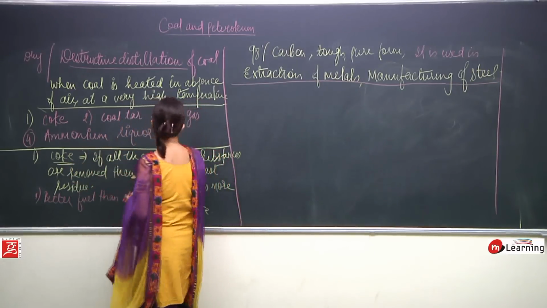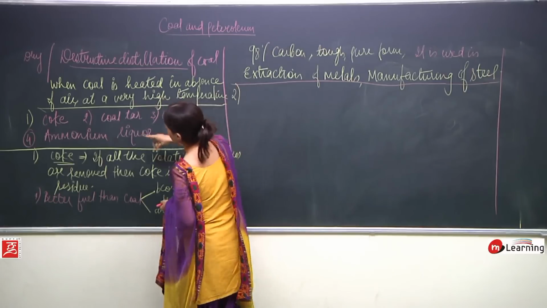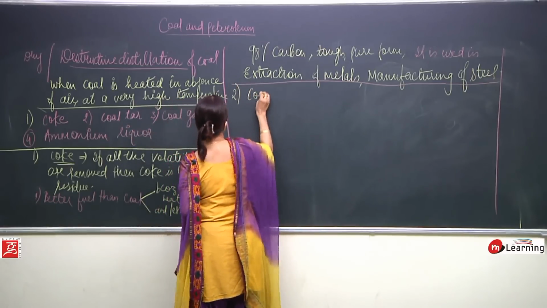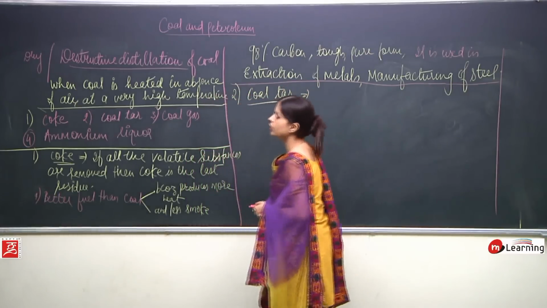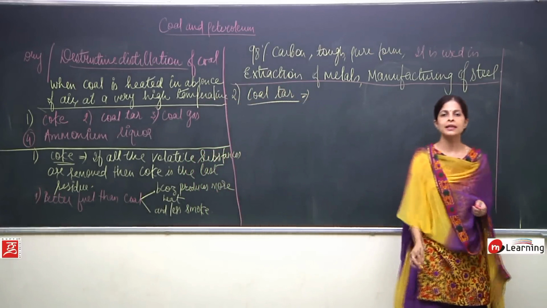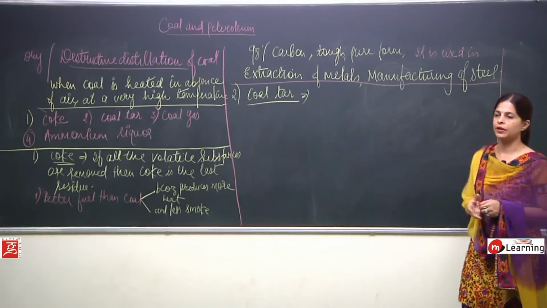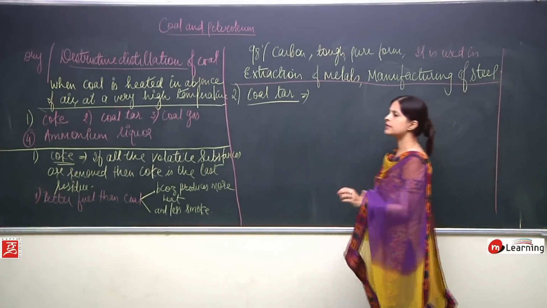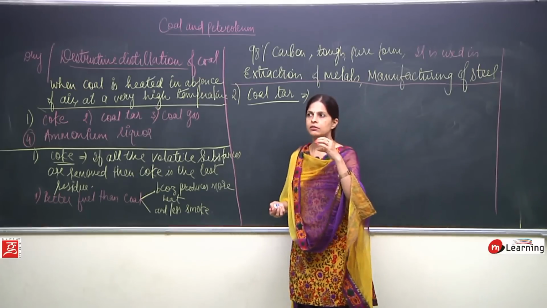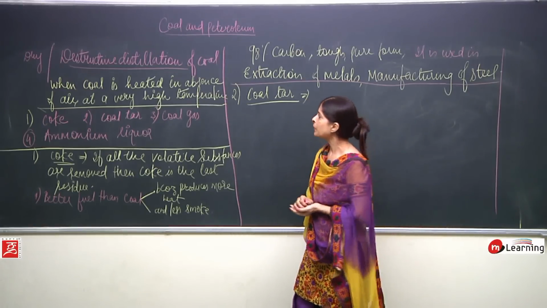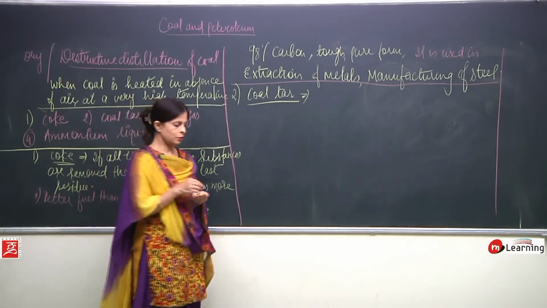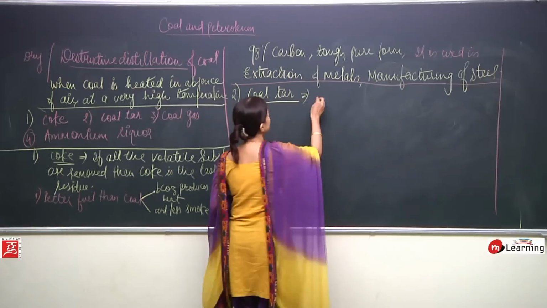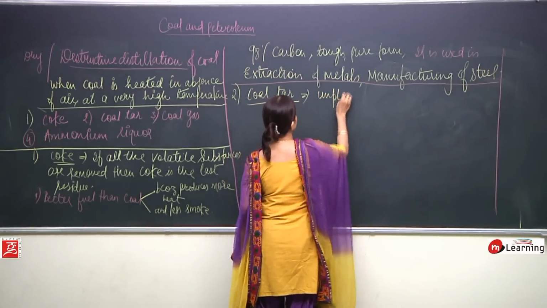Now the second point which we are going to discuss is about which one? Coal tar. See, coal tar is what? It is a viscous sort of liquid, a semi-liquid, like a very thick liquid. It is of black color and doesn't have a very good smell. So what shall I write over here? Unpleasant smell.